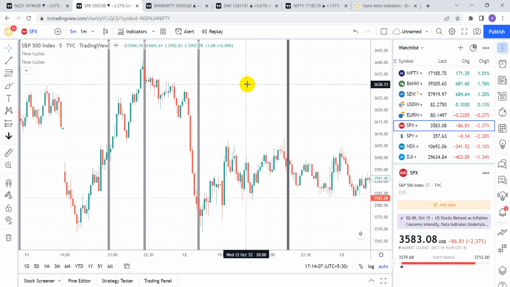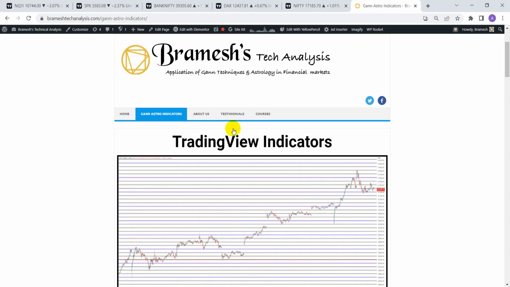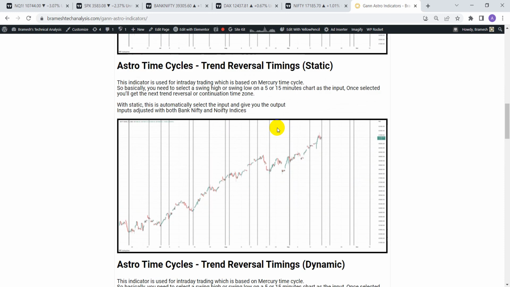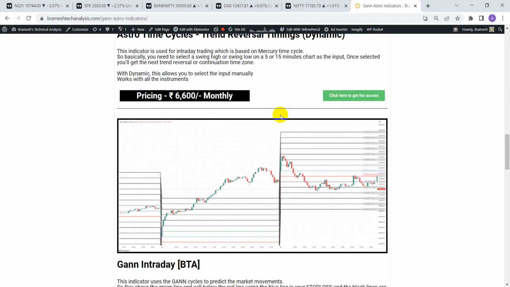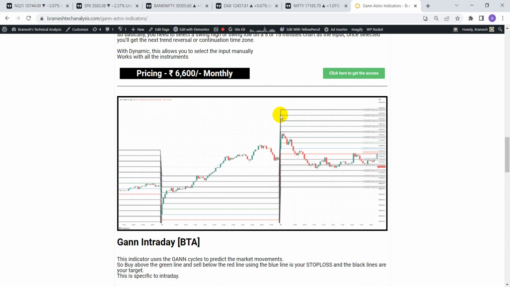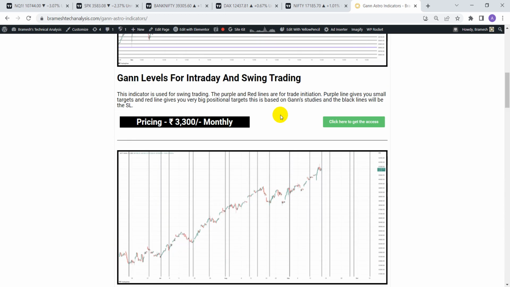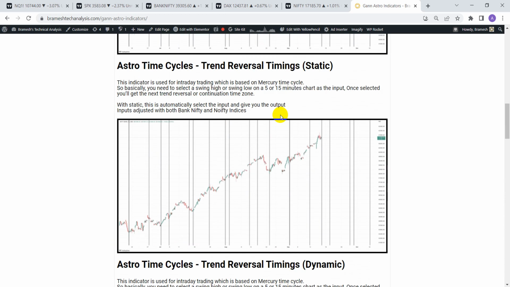So that's about it. In this video we have discussed the two indicators, basically the time cycle indicators, and they are available on my page here. You can just have a look at it. These are Astro time cycle indicators, and this is the Gan cycle indicator. So we have both the indicators. You can very well go ahead and use them in your trading.